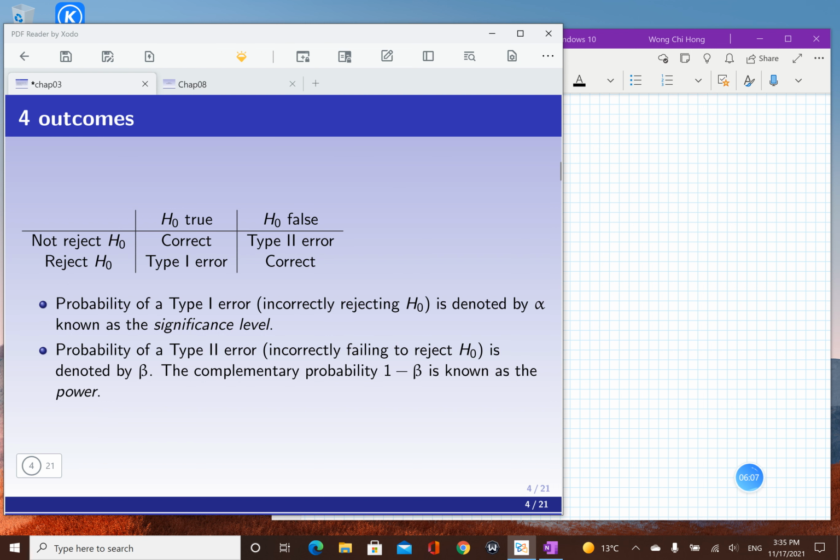But the main problem is that if we don't have a specific alternative hypothesis, like just p not equal to 0.5, you can see that whether p equals 0.9 or p equals 0.52 will be very much different.